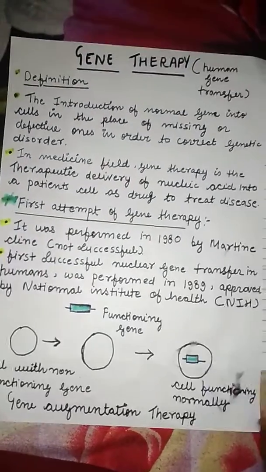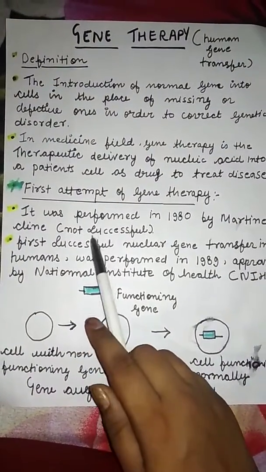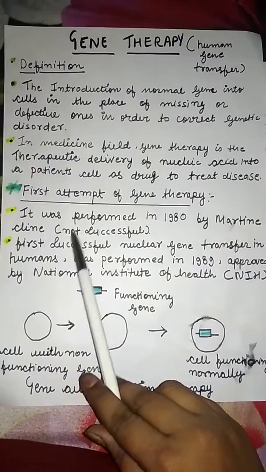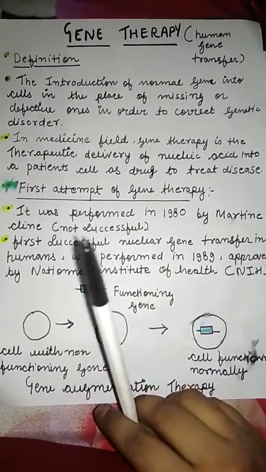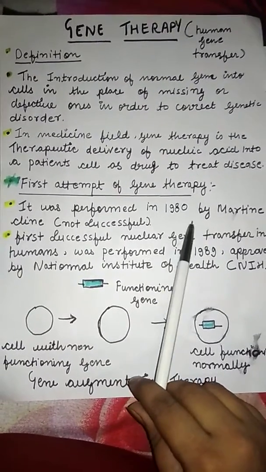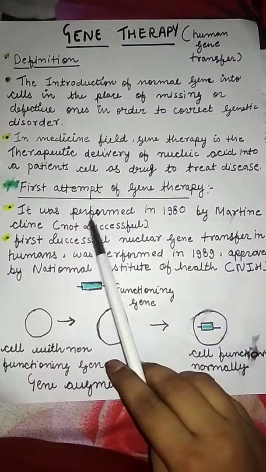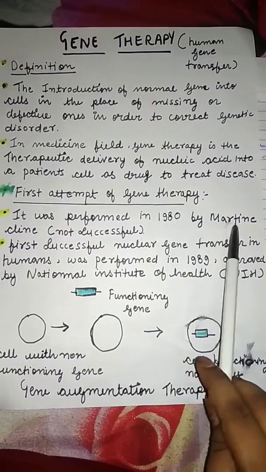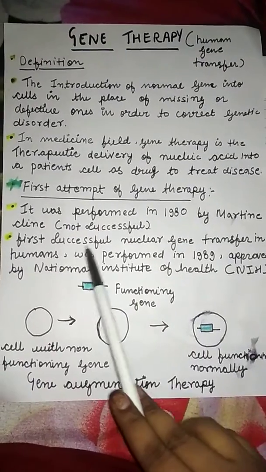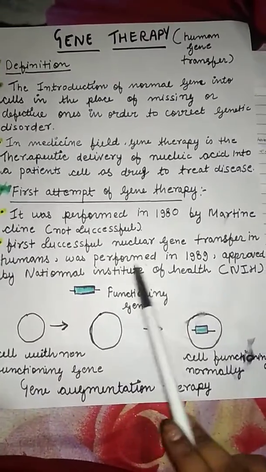The first attempt was made on a 4-year-old girl in 1990 at the NIH Center, the National Institute of Health. She was suffering from a disease in which her ADA synthesizing gene was faulty, which left her defenseless against infection. The first unsuccessful attempt was performed in 1980 by Martin Klein, but the first successful nuclear gene transfer in humans was performed in 1989, which was approved by the National Institute of Health.